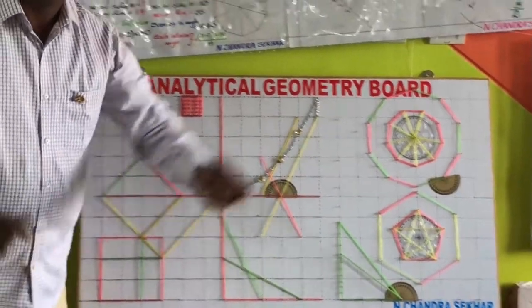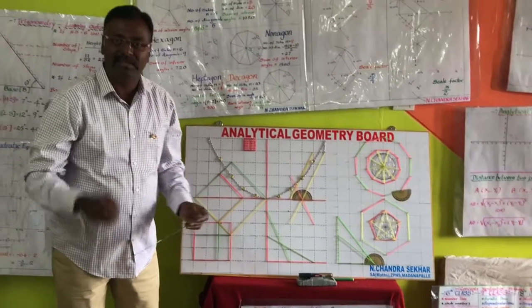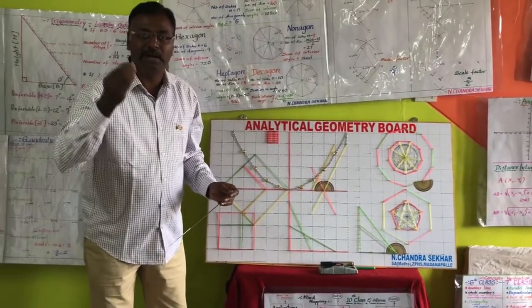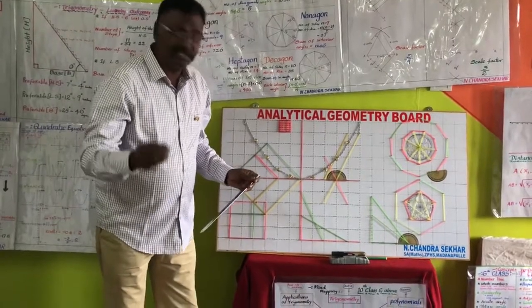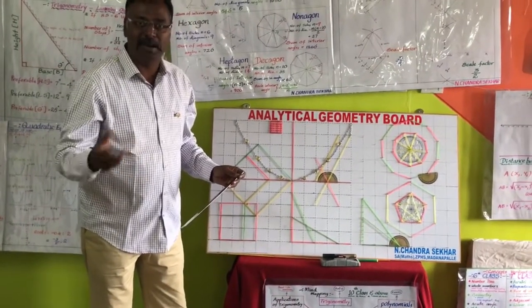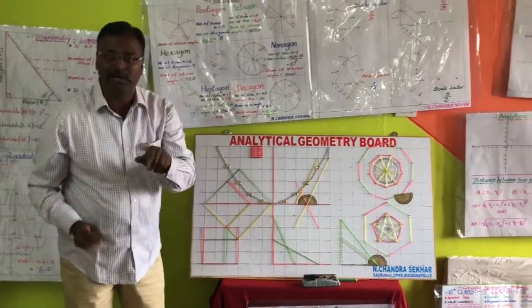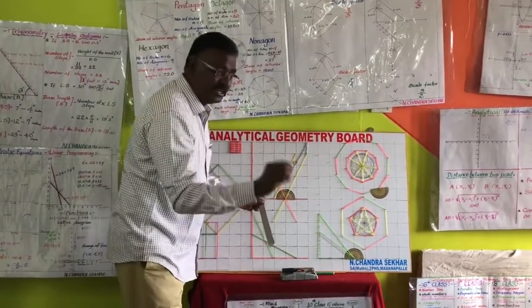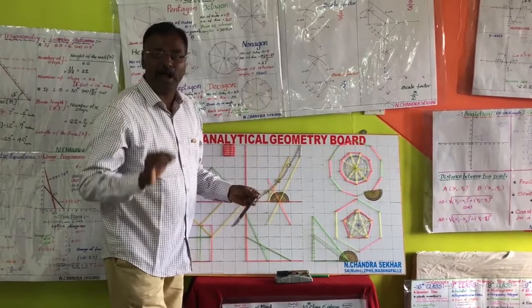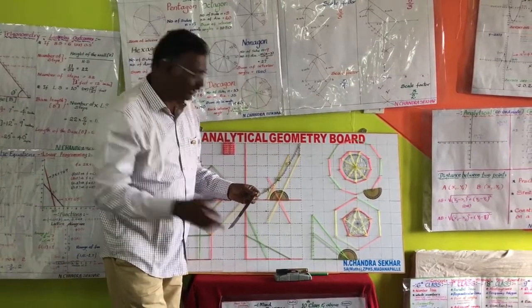Here, I know the formula: sin theta is equal to opposite side by hypotenuse, cos theta is equal to adjacent side by hypotenuse, then tan theta is equal to opposite side by adjacent side. Using the formula, for example sin 5 degrees or sin 30 degrees, for sin we can apply opposite side by hypotenuse.